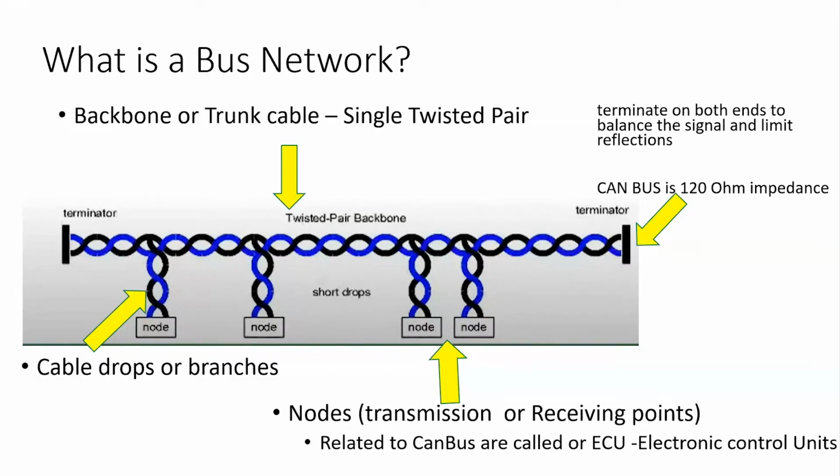A CANbus network, it's pretty basic. It's a single twisted pair cable that acts as a backbone or a trunk, where drops come off of this trunk and go to the different electronic control units or devices. So it's a linear network and it's very easy to use. The components are very versatile and it needs to be terminated on both ends with a 120 ohm impedance resistor. And that's the physical layer of a bus network, and in particular a CANbus network.